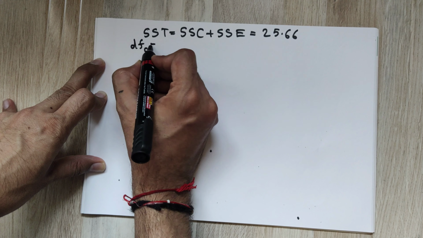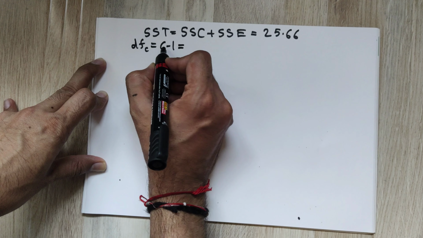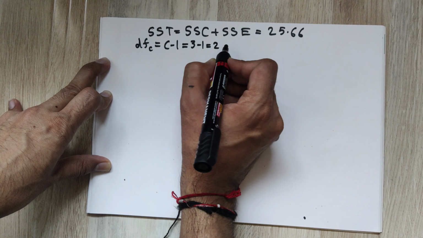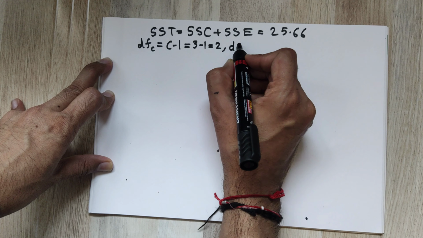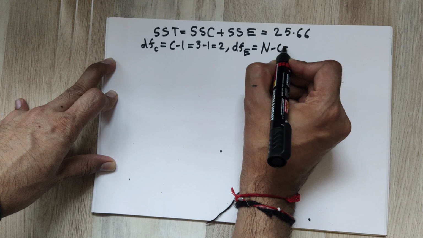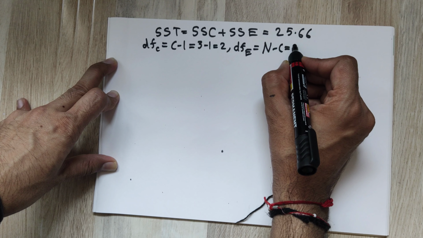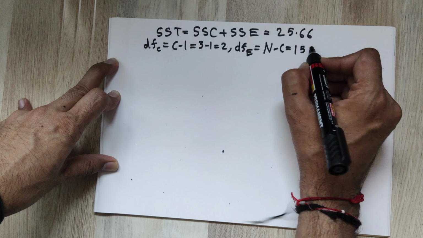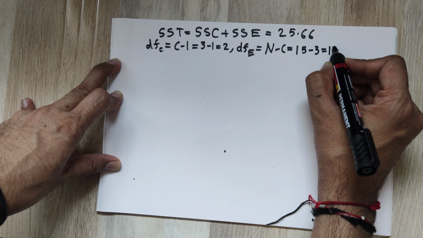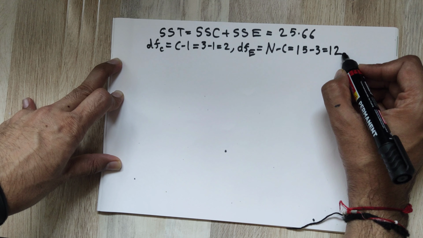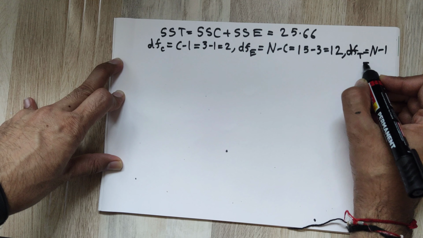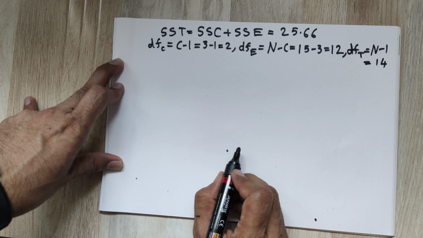Okay, next thing we need to identify is the degrees of freedom. So degrees of freedom for column is C minus 1. C is the number of samples that we have. So here we have 3 samples, 3 minus 1, 2. Next, degrees of freedom for error is n minus C. N is the number of data points that we have. So in total there are 15 data points minus the number of samples, 3. So this will come out as 12. And the degrees of freedom for total is n minus 1. So it is 15 minus 1, 14.